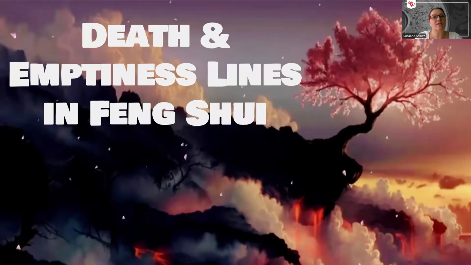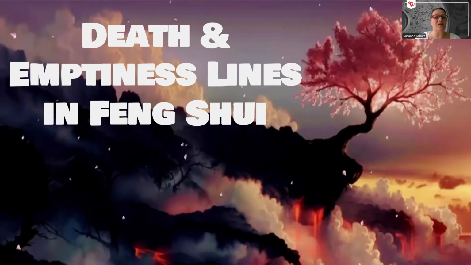Today I want to talk about a concept in Feng Shui that is not very well understood and also sounds a little bit scary, and that's the concept of the death and emptiness lines. Now, the name itself is a little bit frightening, but you don't have to worry. As usual, when it comes to these sorts of terminologies, death and emptiness does not mean actual death. It just means that the energies are either overly strong or they are void. We can't really tap into them. So it doesn't mean that anybody is going to die. So that's the first thing I want to put out there.